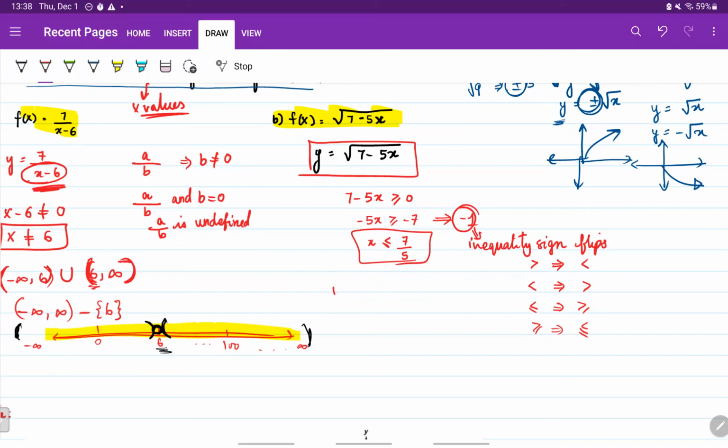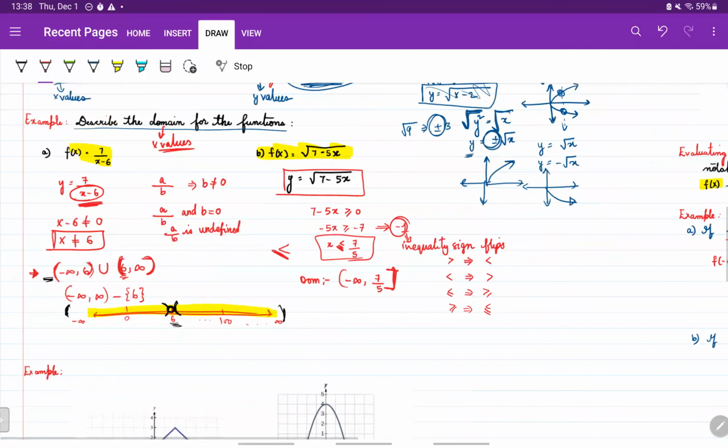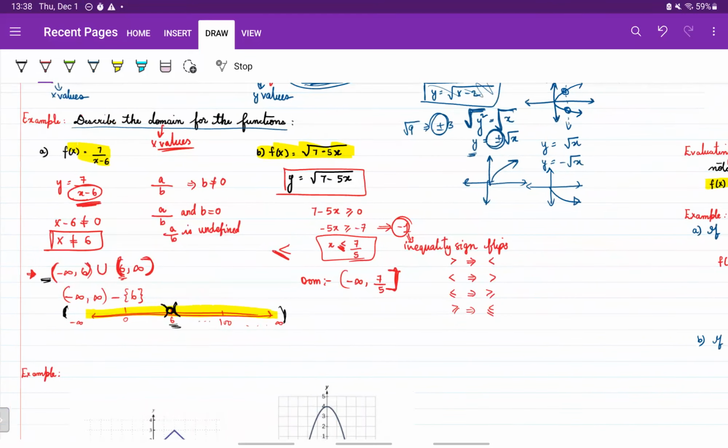So our domain would be negative infinity to 7 by 5, where 7 by 5 is included because we have the less than or equal to. Because we have the equal to symbol as well here, we have a square bracket. That is our domain of this function.